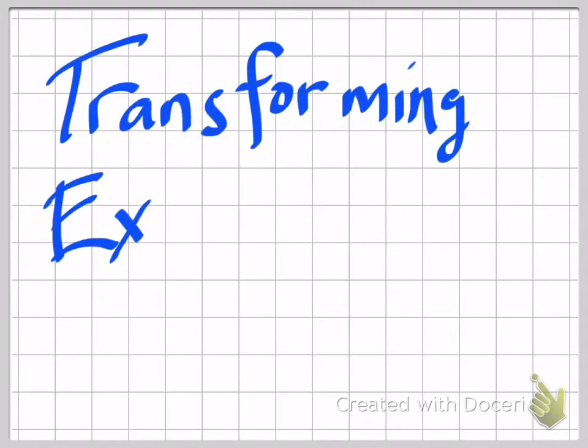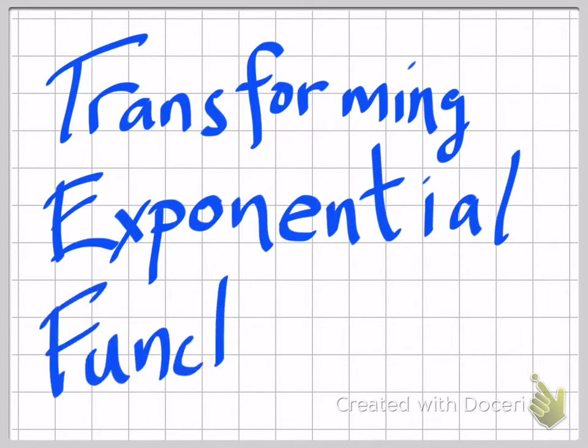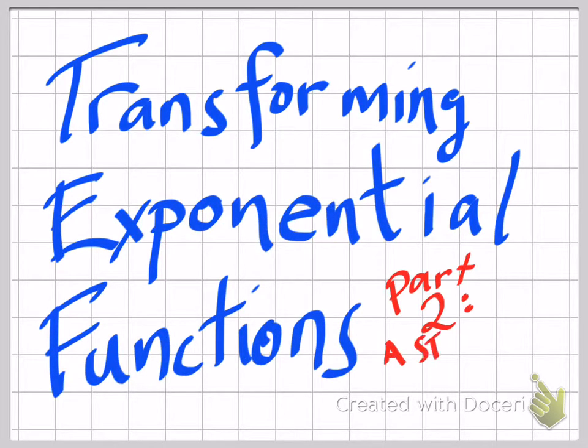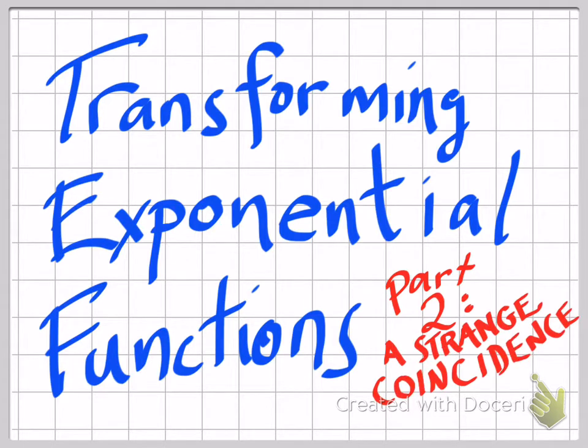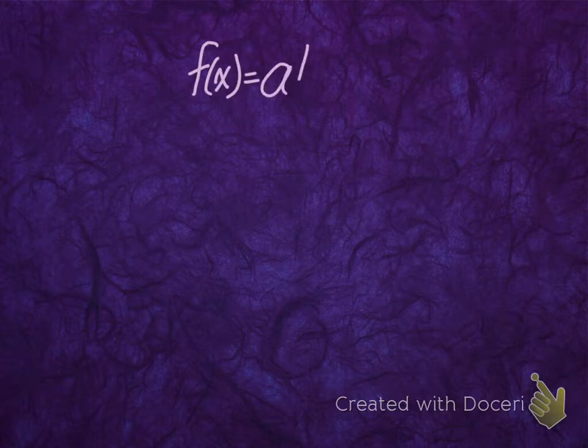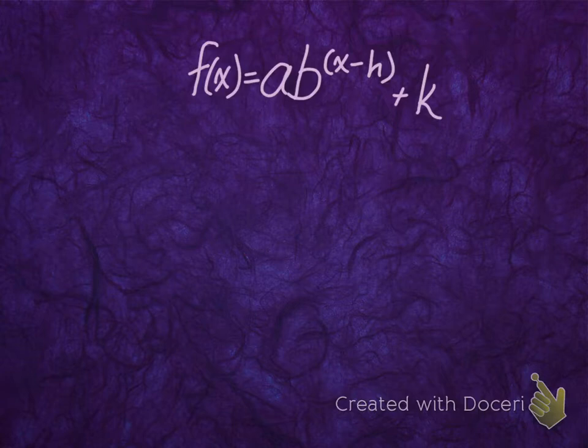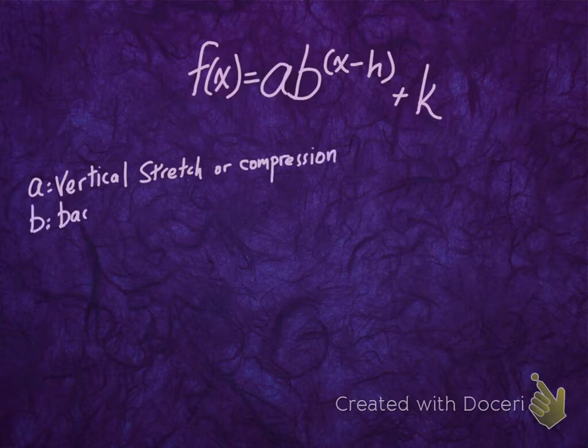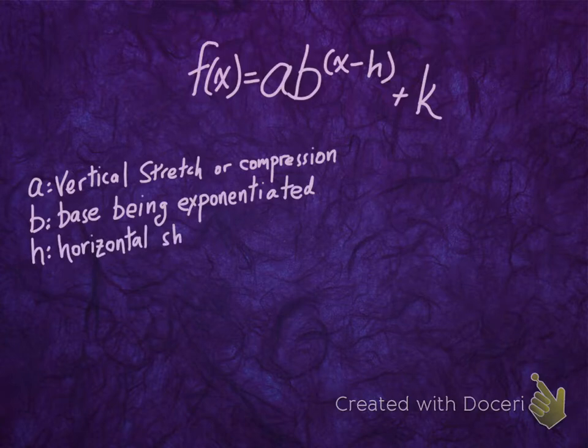Hi everybody, thanks for tuning in to this second video in transforming exponential functions, part 2, and I'm calling this one a strange coincidence that will show up here between a couple of these parameters. If you recall, in our last video we looked at the general structure of an exponential function, and all our different parameters there. A gives us the vertical stretch or compression factor, B is the base that is being exponentiated, and that's an important thing. We've got H for a horizontal shift and K for the vertical shift.